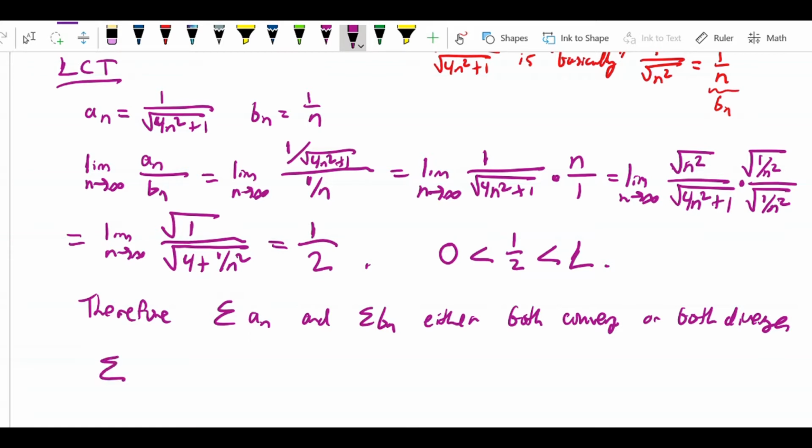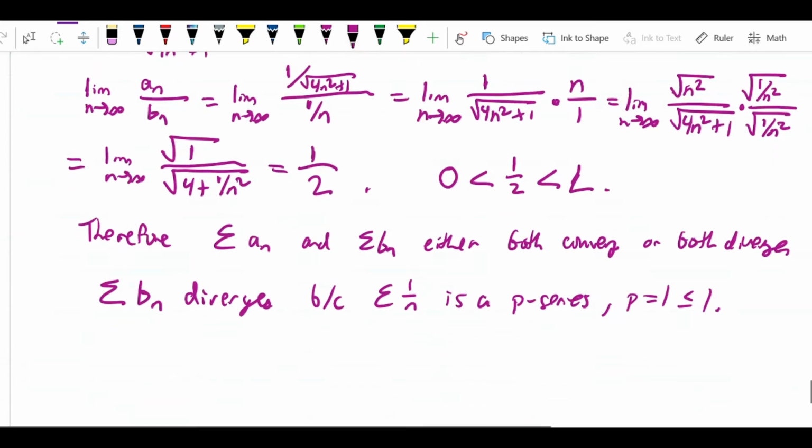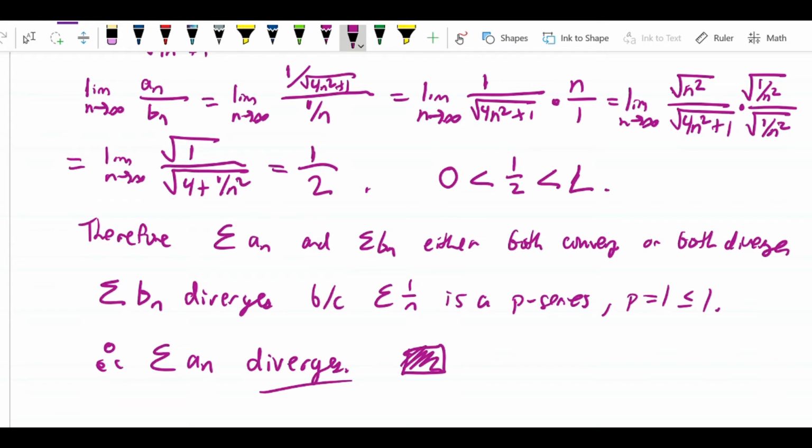Now, we can say in this case that the sum of Bn diverges because the sum of 1 over n is a p-series with p equal to 1, which is less than or equal to 1, and I can say, therefore, the sum of An diverges. End of proof. So we've answered the question and proved our result.